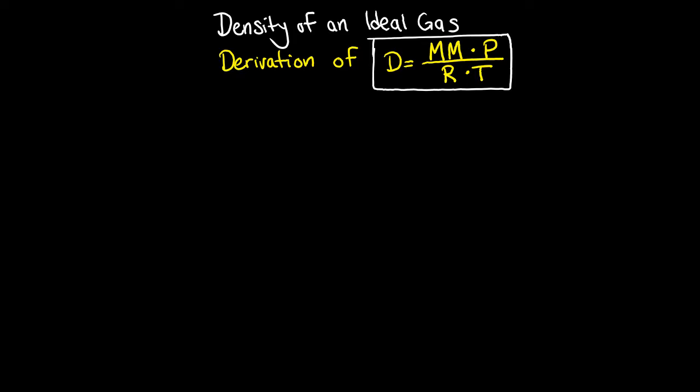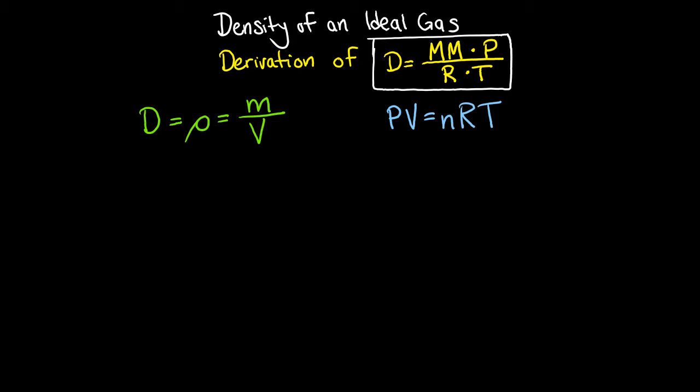When determining the density of an ideal gas, you should already know the density equation, which is d, or rho, equals mass divided by volume. You should also already know the equation for an ideal gas, which is PV equals nRT. P is pressure, V is volume, n is number of moles, R is the ideal gas constant that corresponds to the pressure unit, and T is the temperature in Kelvin.